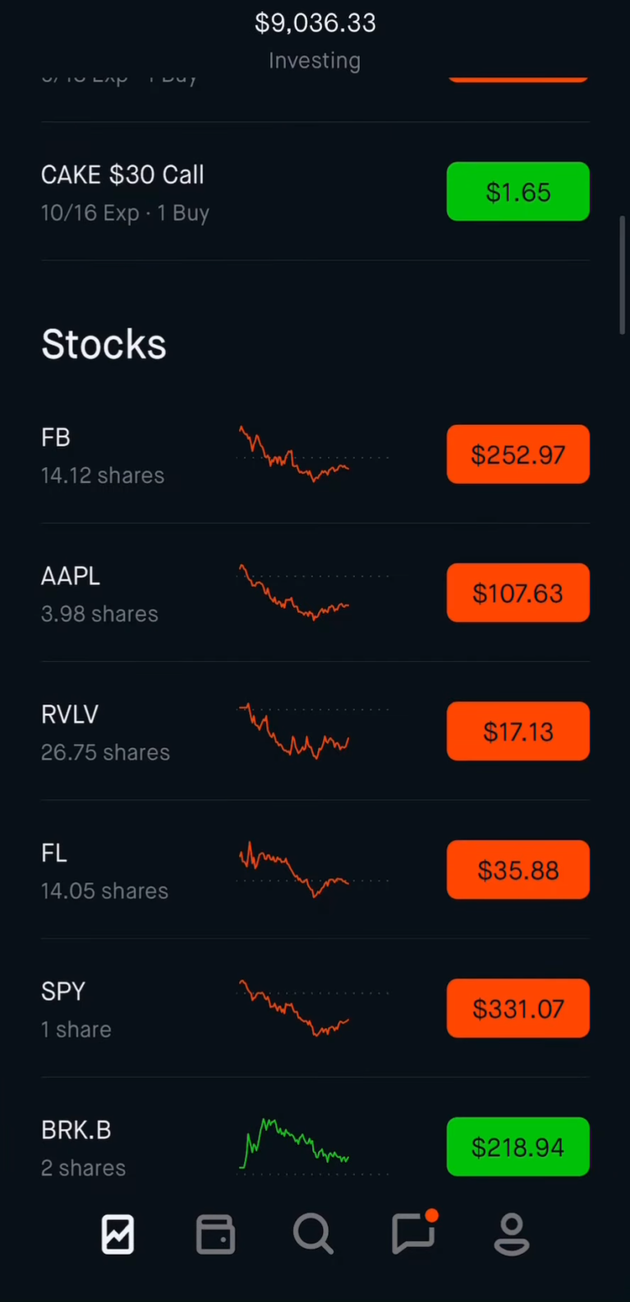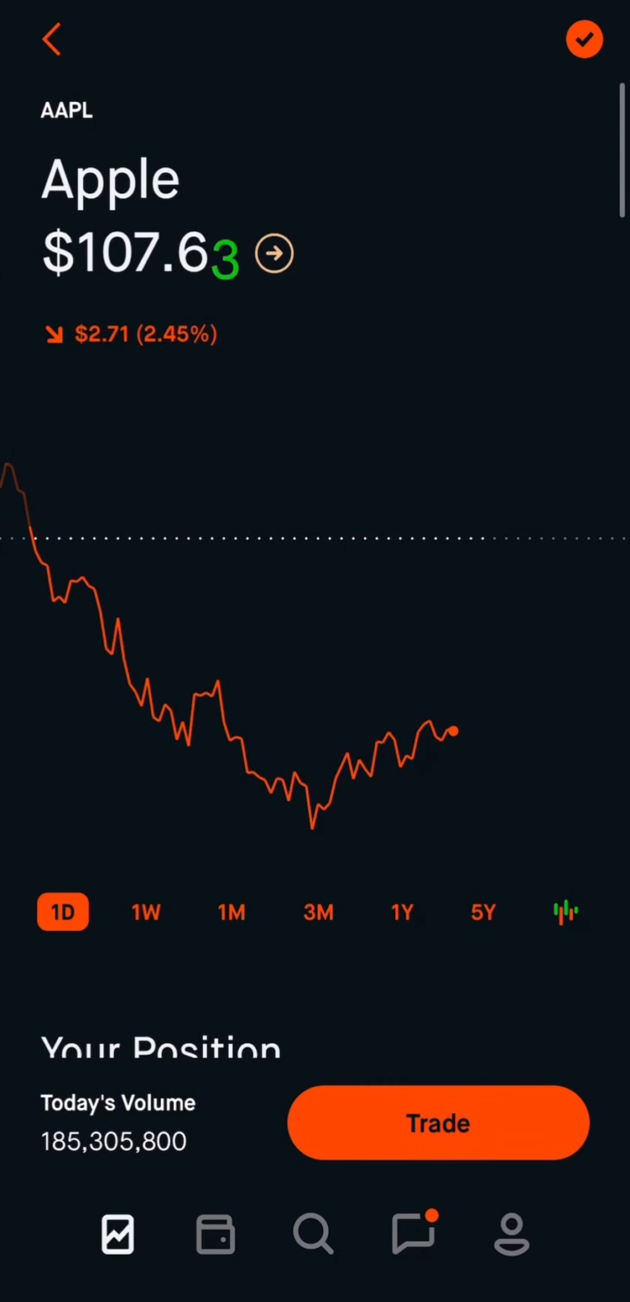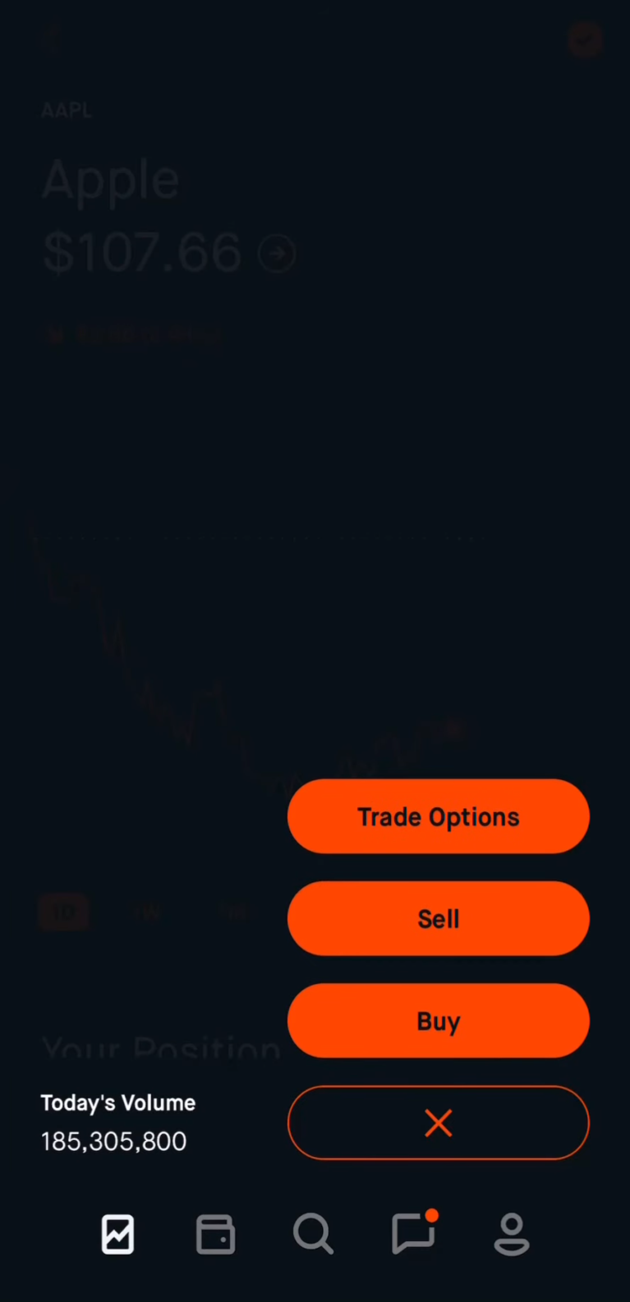Click on the stock you want to trade options for. Apple's a good one, and I'll tell you why. You don't really want to trade, especially Tesla options in the beginning, and why Apple's better for a beginner as well. So you press trade and then trade options, you'll see right here. If you don't have this screen popping up, then you have to enable options on your Robinhood.